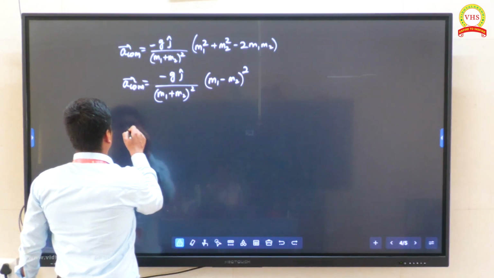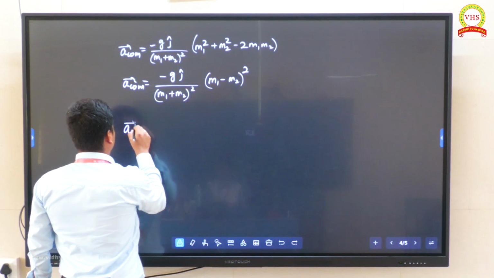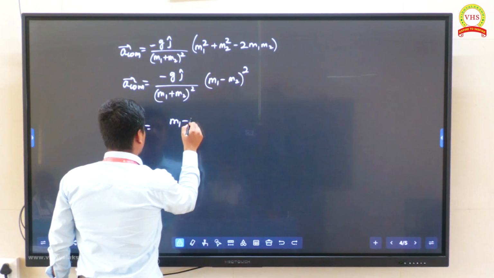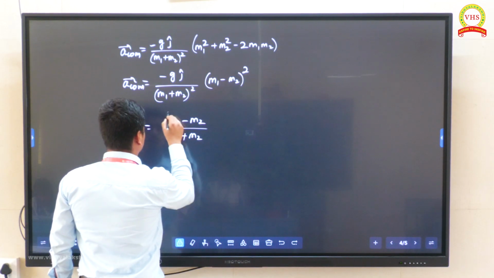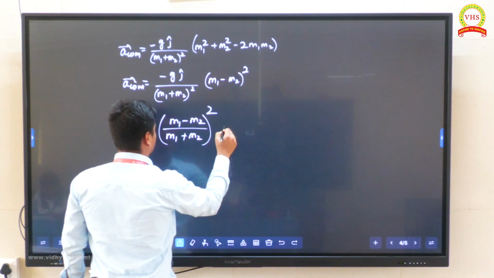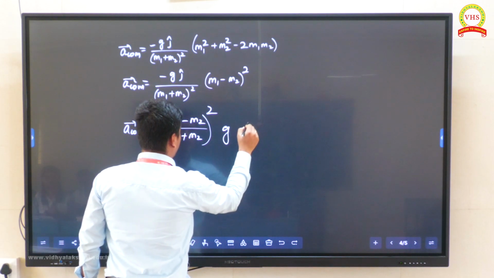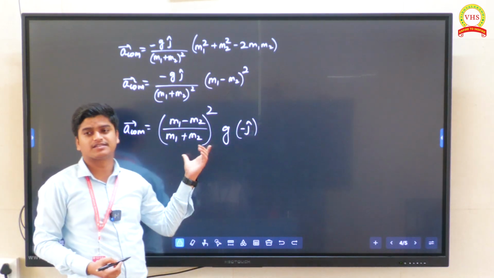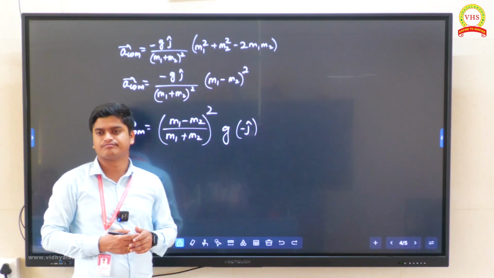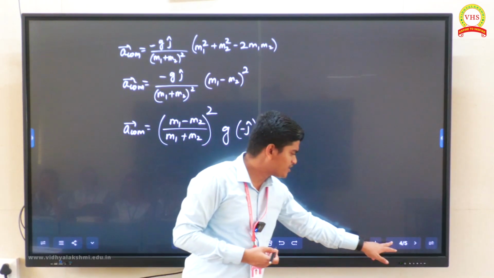So now what you can do? Now you can write here like this: M1 minus M2 divided by M1 plus M2 into whole square into G will be there, minus J cap. What I'll write? Minus J. So this is your acceleration of center of mass for that system. Clear? So here in any method you calculate.